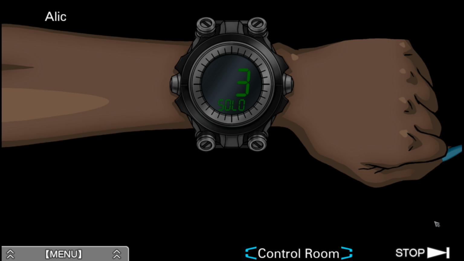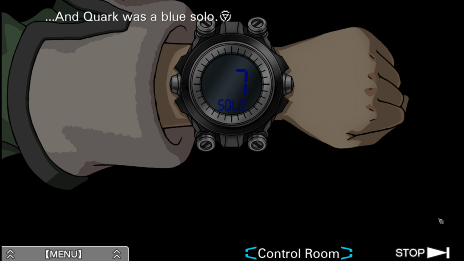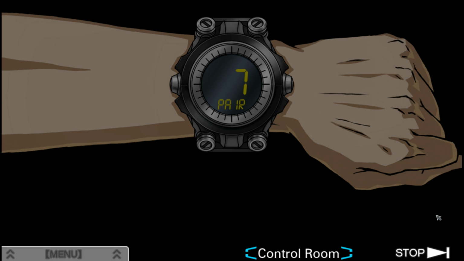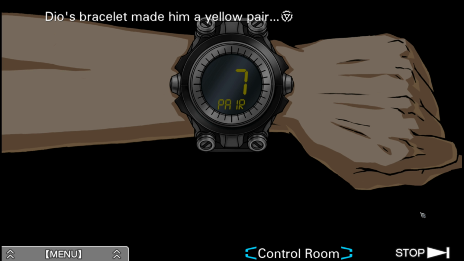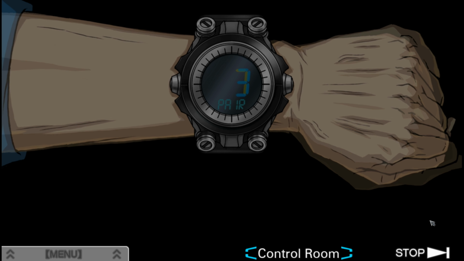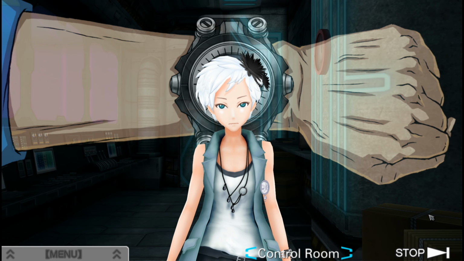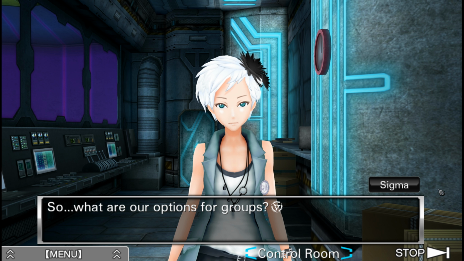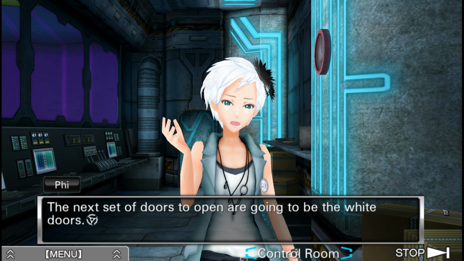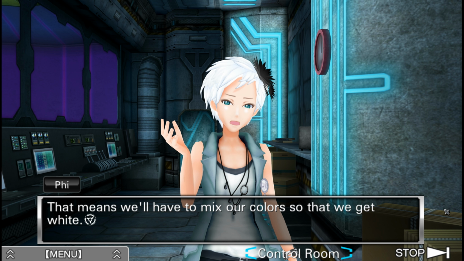It took her only a moment to explain. Alice was a green solo, and Quark was a blue solo. Dio's bracelet made him a yellow pair, and Tenmyoji was a cyan pair. So, what are our options for groups? The next set of doors to open are going to be the white doors. That means we'll have to mix our colors so that we get white.